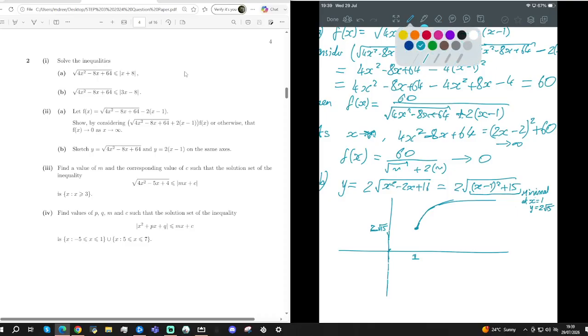And if I also want to sketch on the same axes 2 lots of x minus 1, well, that is going to cross the y-axis at minus 2 and the x-axis at 1. So we're going to have a solution, a drawing as so.